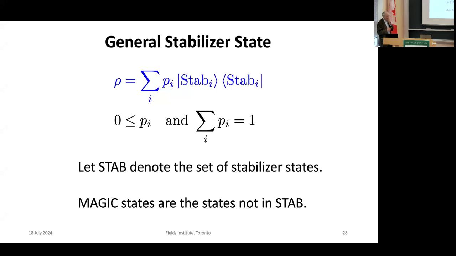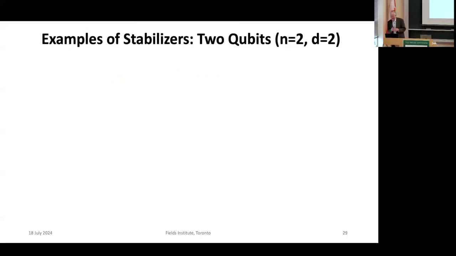So in physics, Bravyi and Kitaev introduced the notation, magic, to denote something that's not a stabilizer state. So what are some examples of stabilizers? In quantum theory, a great deal of talk is about entanglement. But magic is different from entanglement.